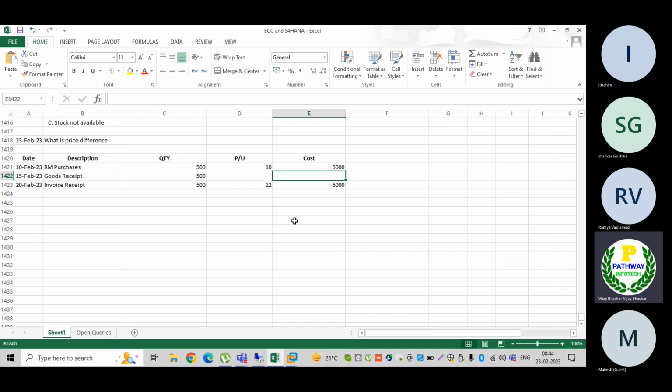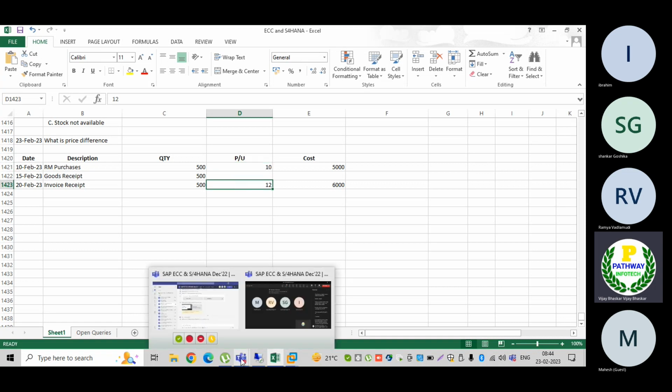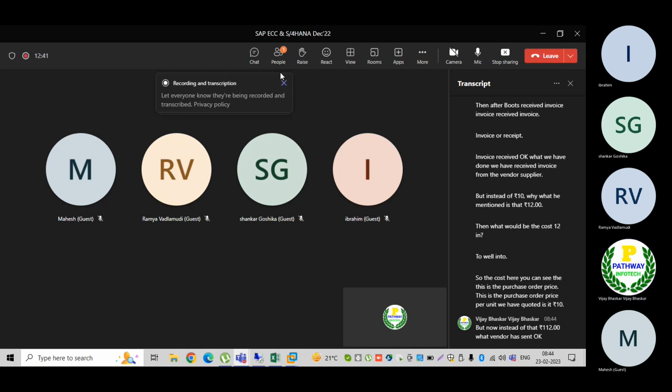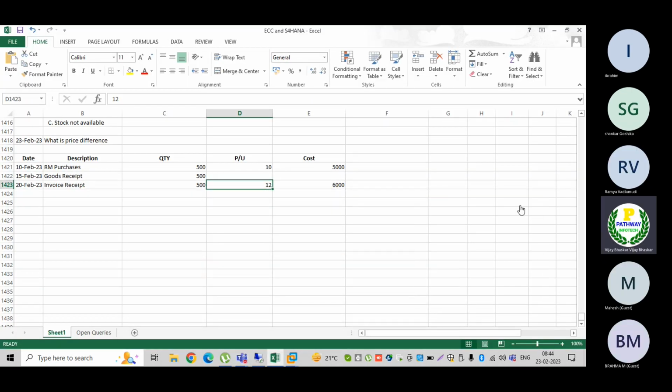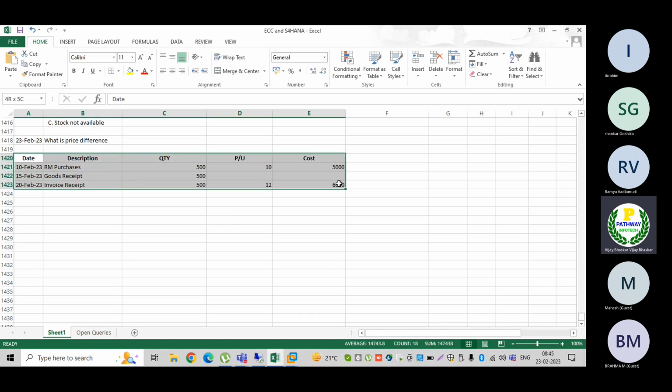So the cost here, you can see, this is the purchase order price. This is the purchase order price per unit we have quoted, 10 rupees. But now instead of that, 12 rupees what vendor has sent, 12 rupees per unit cost. Here remember, there are some organizations that may accept this difference, the invoice price difference. Some organizations may not accept. They will go only for whatever price we have entered at the time of purchase order. But that depends on the organization.